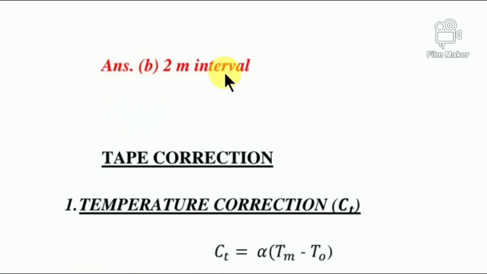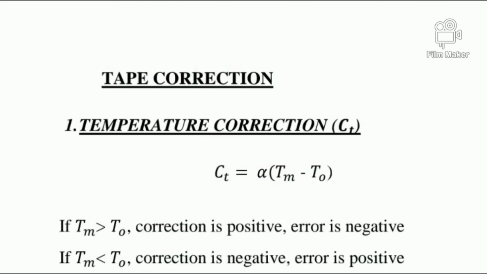The next topic we have is correction. First we have tape correction. Now under tape correction, our first type of correction is temperature correction, which is denoted by CT. So the formula is CT equal to alpha (Tm minus T0) L.